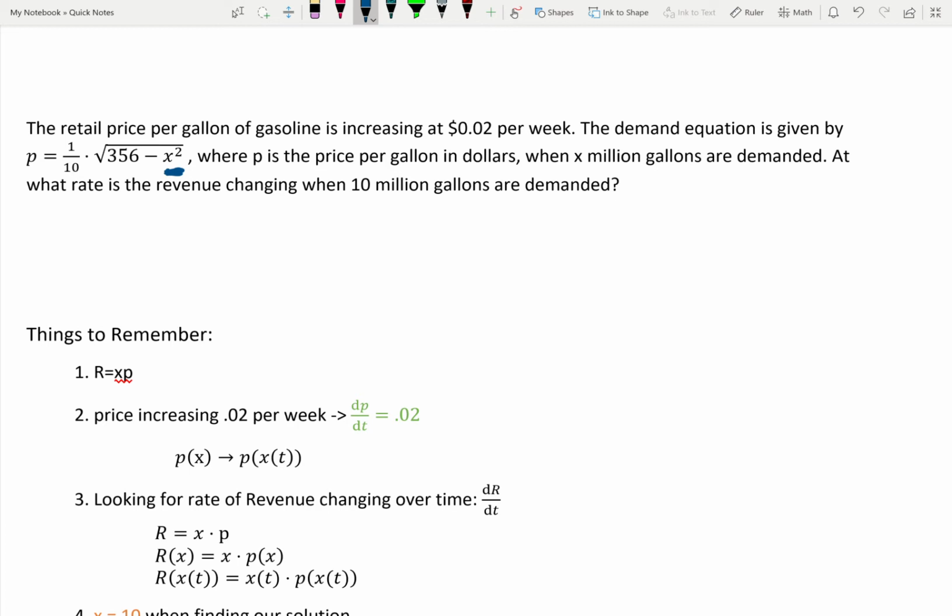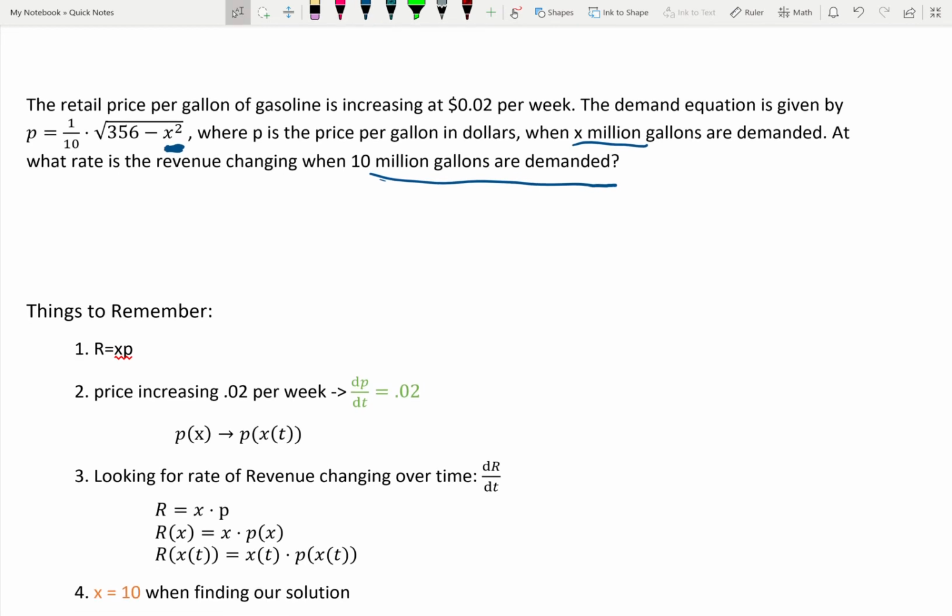If you watch my other 4 videos on related rates, you can see there's a common pattern going on. Everything here is related with the change of time, so we write all of our variables as a function of time, or the ones that we can at least. Okay, the other thing we should note is that this question is asking what the rate of change is when 10 million gallons are demanded, right? And they're telling us that x is in millions. So 10 million in terms of x would just be 10. So we're trying to find when x equals 10.